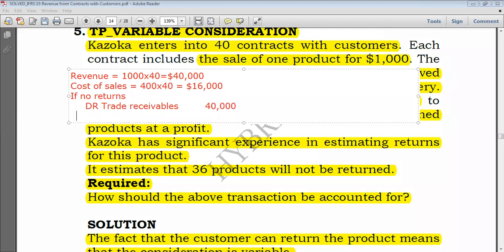Correct. Yes, and then I would have to credit revenue. I would have to credit revenue by how much? By 40,000, which is unlikely. I'm just assuming that there was no right to return.